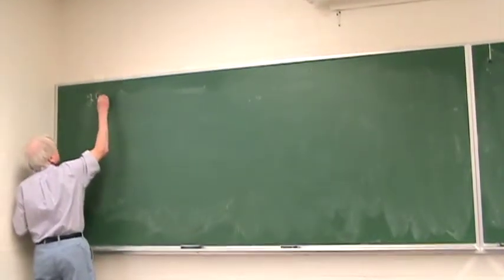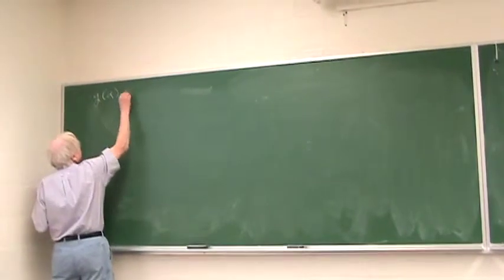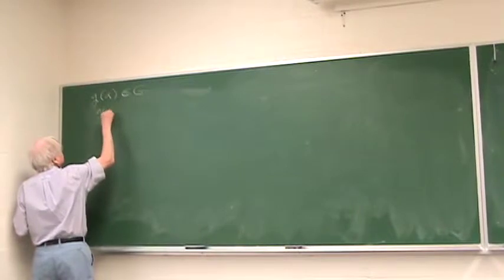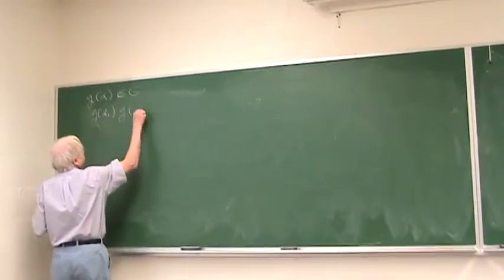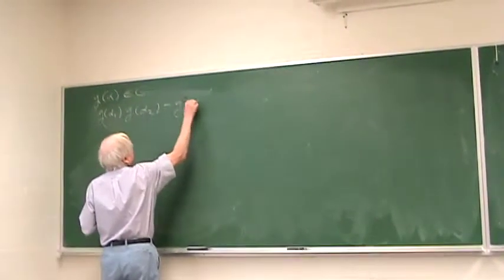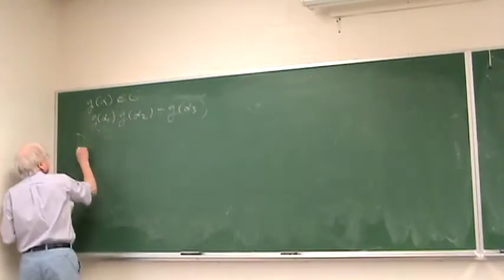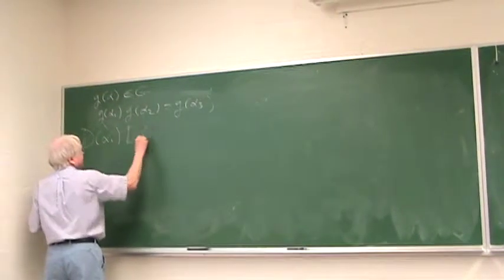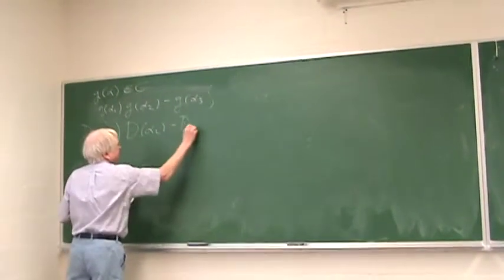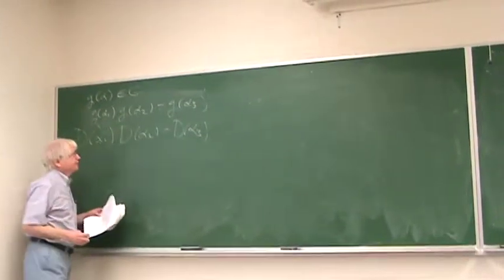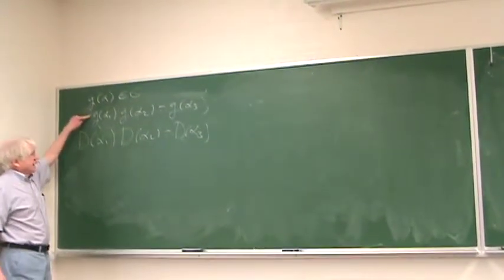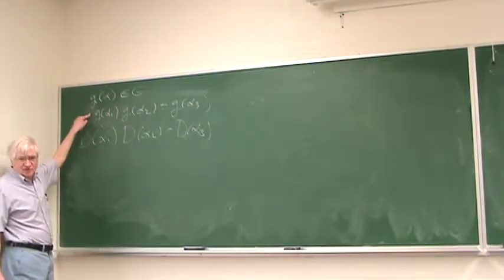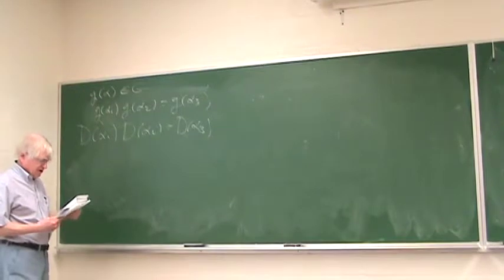elements g with some parameters, let us say alpha, in some group G. We have g of alpha 1, g of alpha 2, this is g of alpha 3. A representation, then, of the group is D of alpha 1, D of alpha 2, D of alpha 3. These are n by n matrices, and they respect the multiplication law of the group. So that's the idea of a representation.